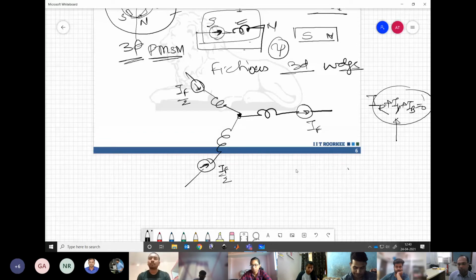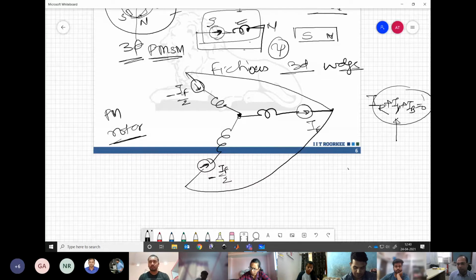And if you connect this, it represents your permanent magnet rotor. So this will establish a constant flux in your machine. Any confusion in this? Am I clear? Yes, sir.